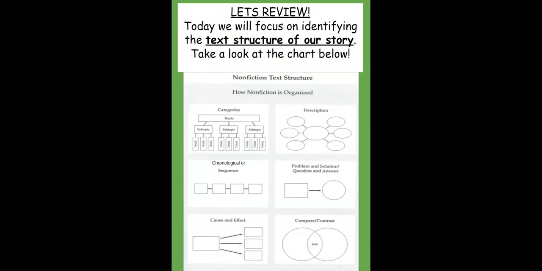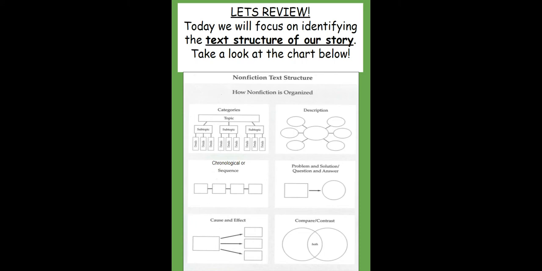We're continuing on with our Unit 7 ebook, our Unit 7 text. So let's talk about our lesson for today. Let's review. Today, we will focus on identifying the text structure of our story. So let's take a look at the chart below.